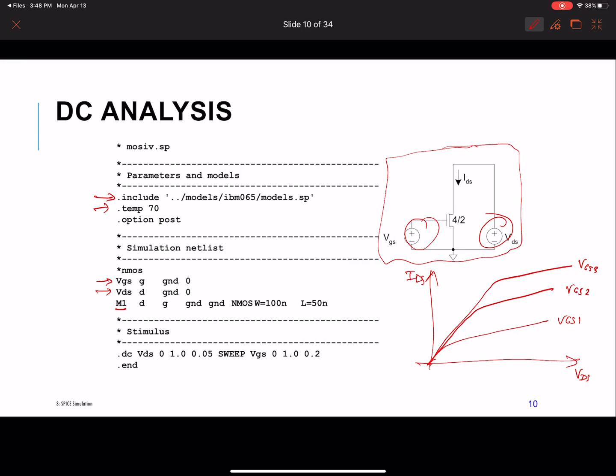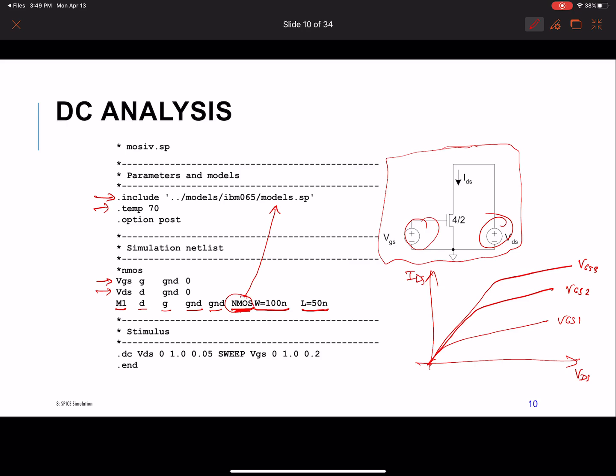Okay. Then there's a drain, gate, source, and substrate. This tells it it's an NMOS, and this has to be the same name as the NMOS transistor in the model file. So I have to go look in the model file for what the NMOS model is and put that here, okay? And then you're giving the width and the length, okay? And then you're doing a simulation.